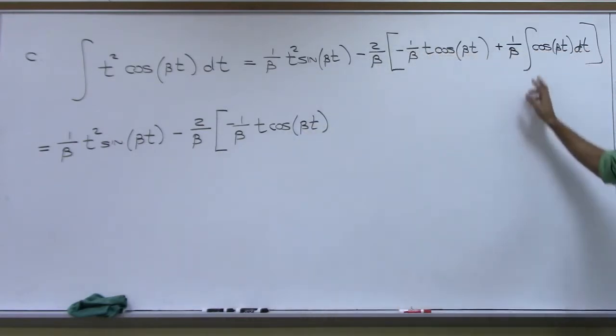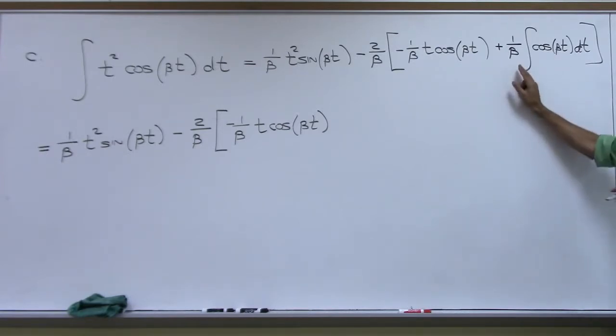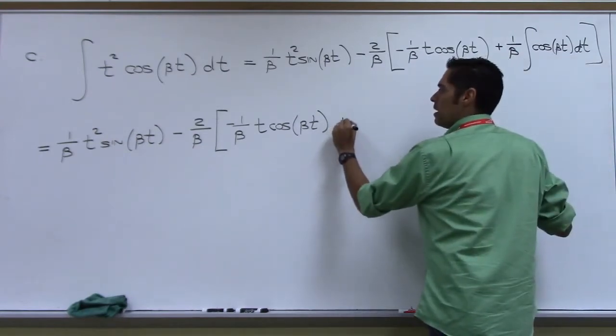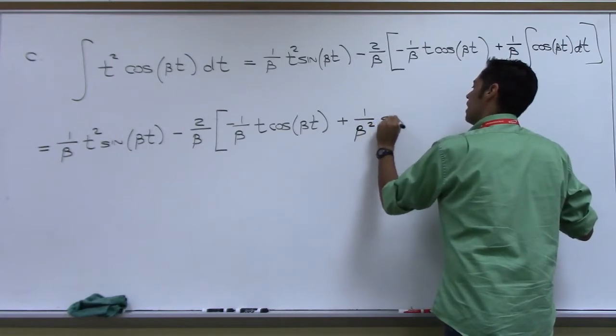Okay, let's do this. Antiderivative of cosine beta t. Negative 1 over beta. Careful. Y'all are doing this a lot. Y'all are doing derivatives instead of antiderivatives, so be careful with that. The antiderivative of cosine is sine. So, but the 1 over beta is there. So 1 over beta sine beta t, but you had a 1 over beta. So 1 over beta times 1 over beta is 1 over beta squared sine beta t.